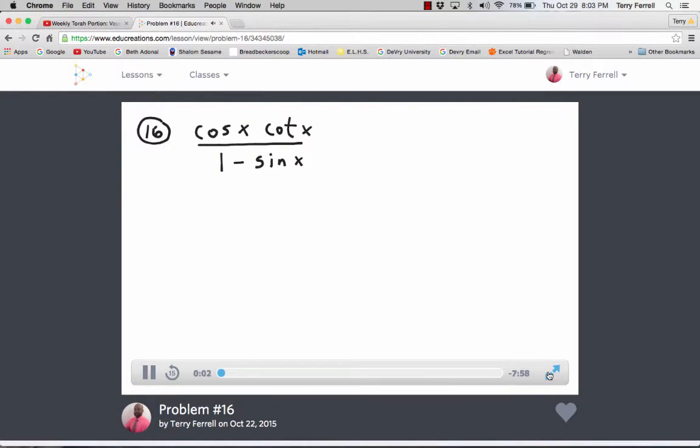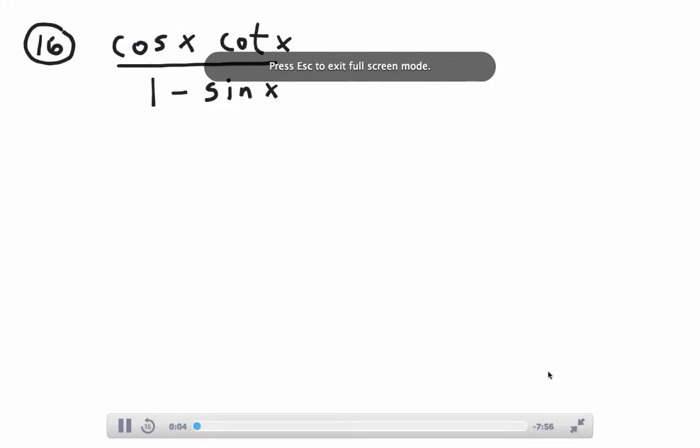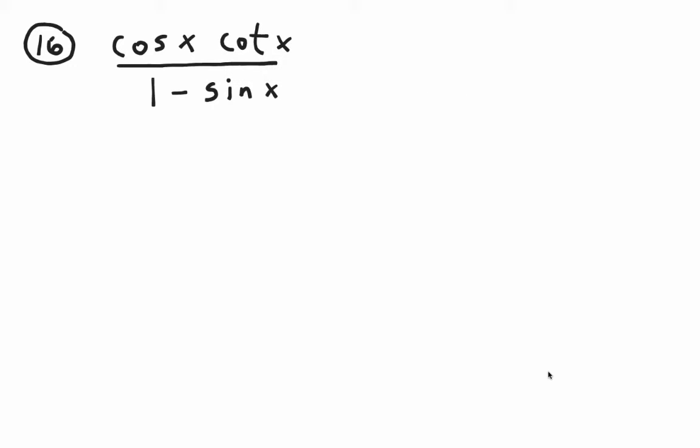Okay, let's go with this problem. Number 16, last one, please, for today. Notice you don't have everything in terms of sine and cosine, so it makes it difficult.